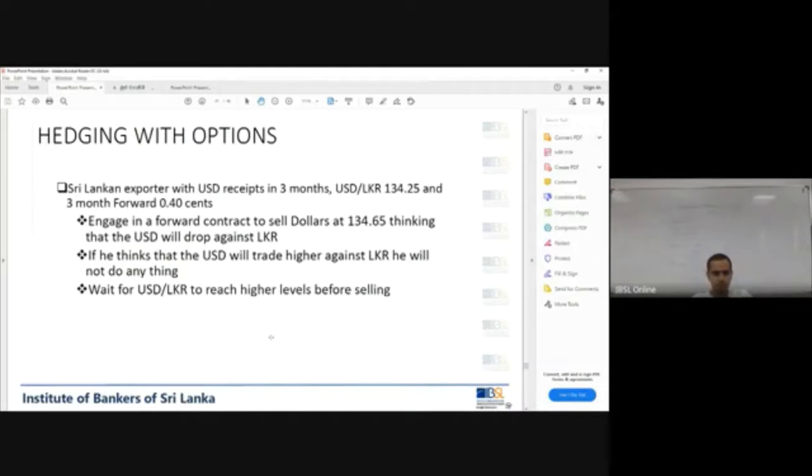In hedging with options, next example: a Sri Lankan exporter with dollar receipts in 3 months. The current dollar rupee rate is 134.25, and the 3-month forward premium is 40 cents. So the spot rate is 134.25, and the 3-month premium is 40 cents. To get the outright 3-month rate, you need to add the spot rate to the premium. So it's 134.25 plus 0.40, which is 134.65.